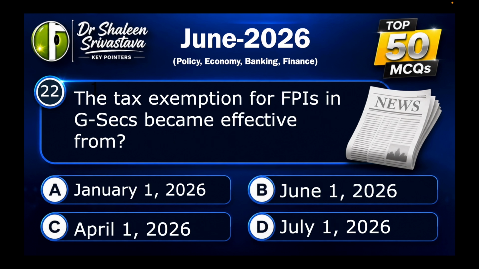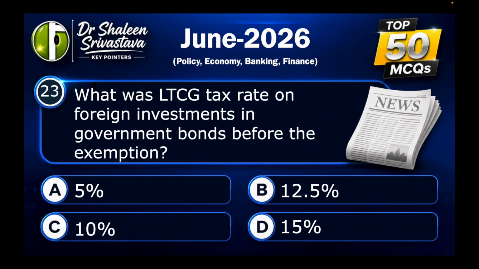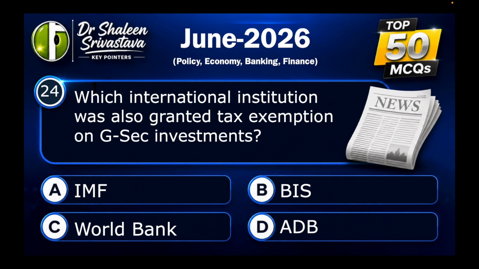The tax exemption for FPIs in government securities became effective from which date? The correct answer is C, April 1, 2026. What was LTCG tax rate on foreign investments in government bonds before the exemption? The correct answer is B, 12.5%. Which international institution was also granted tax exemption on GSEC investments? The correct answer is B, BIS.